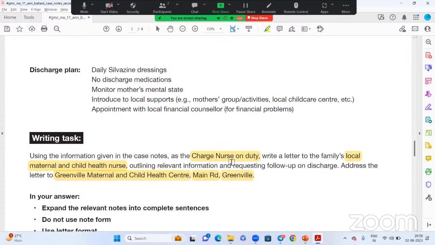You're writing a letter to the family's local maternal and child health nurse, requesting a follow-up on discharge. This is the requirement. So you have a discharge plan. What should be done post-discharge? That is required here.